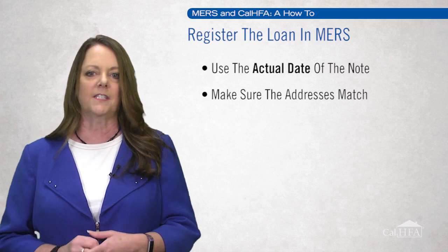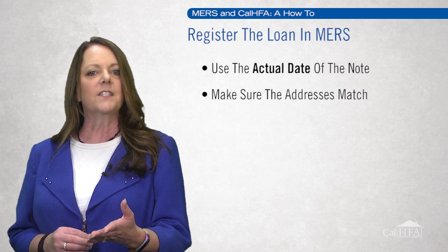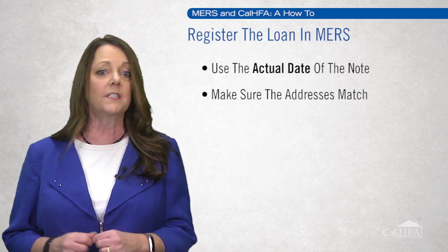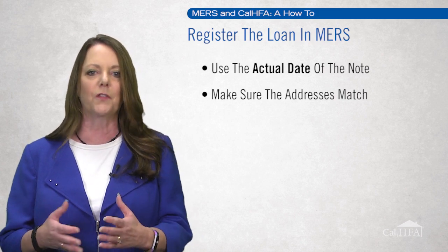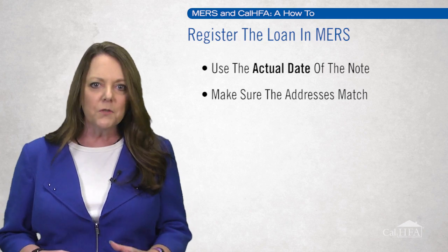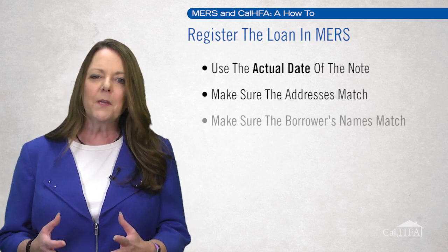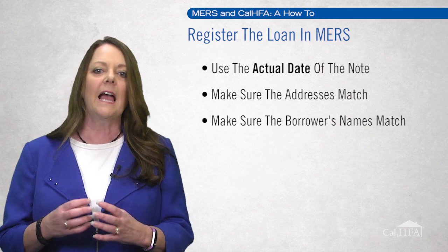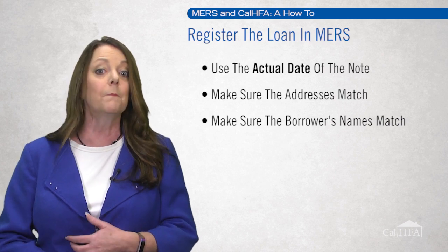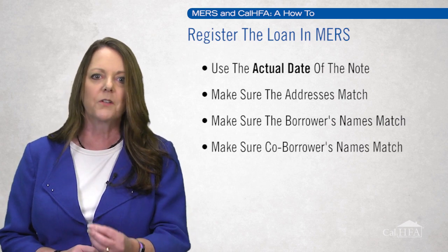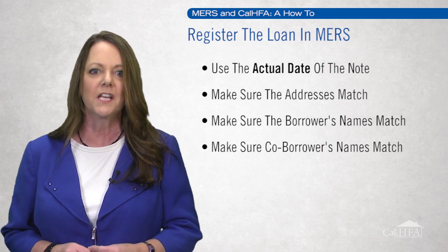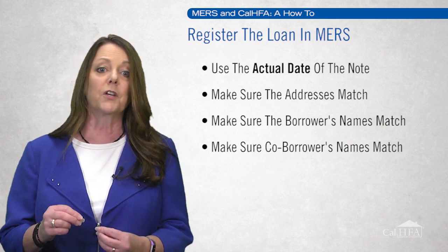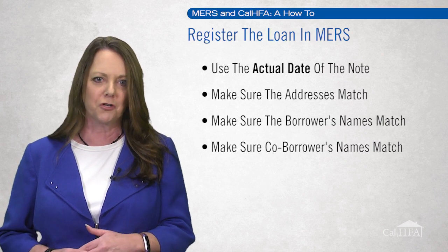Make sure the addresses match. The system is finicky, so if drive is spelled out on the deed of trust, please spell it out on the registration too. Don't use the abbreviation. Same thing with the borrower's name. They need to be an exact match, so make sure it's not misspelled. And co-borrowers, don't forget the co-borrowers. It should be registered in MERS the same way the docs were drawn.